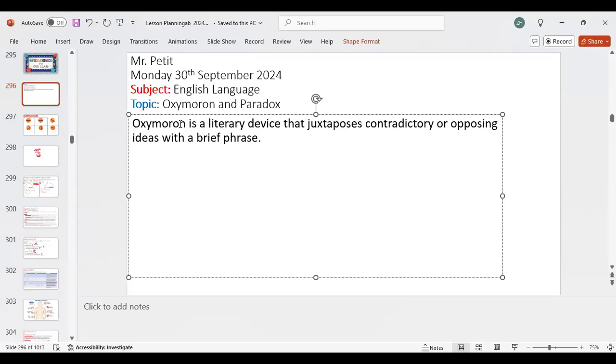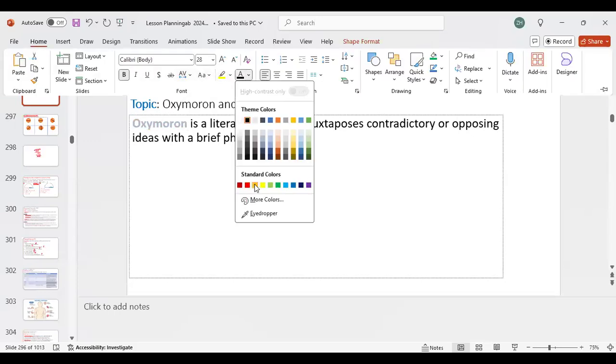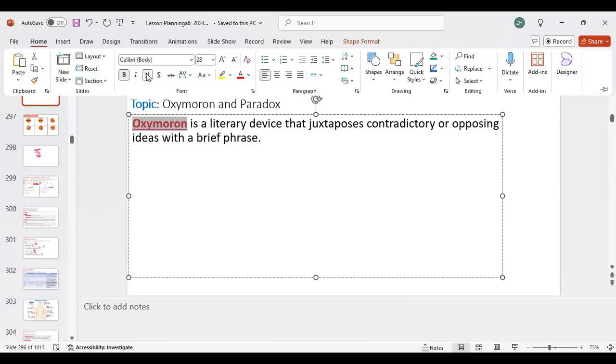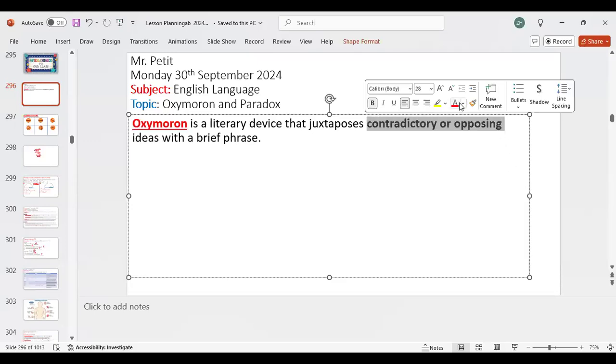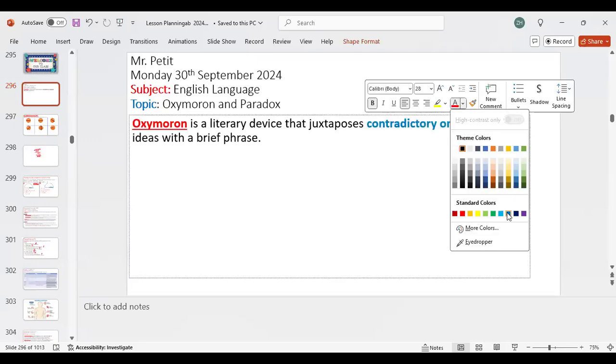So oxymoron is basically when two things are literally the opposite of each other. But we put them together and somehow they make sense, even though they're the opposite of each other. That's why I'd say it juxtaposes contradictory or opposing ideas into one phrase. That's what we mean by an oxymoron.